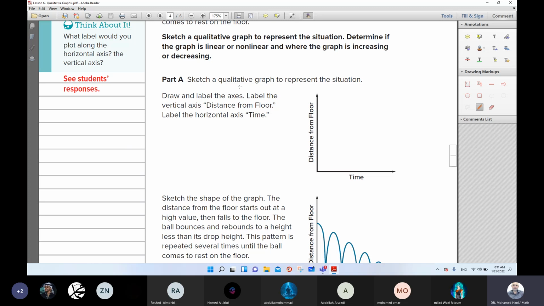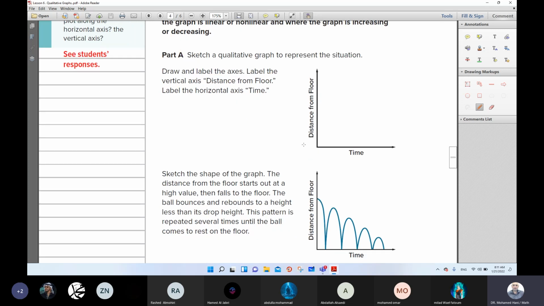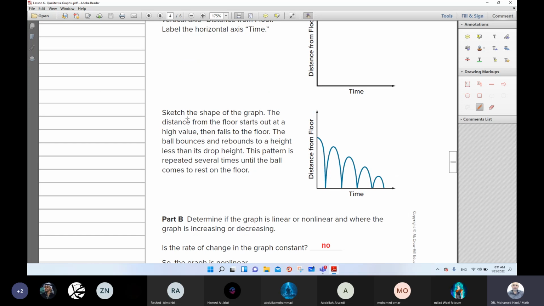So the first step, sketch a qualitative graph to represent the situation. Draw and label the axes. Label the vertical axis distance from floor and label the horizontal axis the time. So the first step, draw the x-axis to represent the time and the y-axis to represent the distance from the floor. Then sketch the shape of the graph.